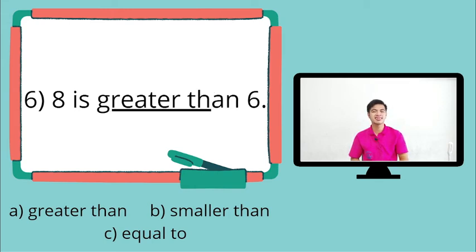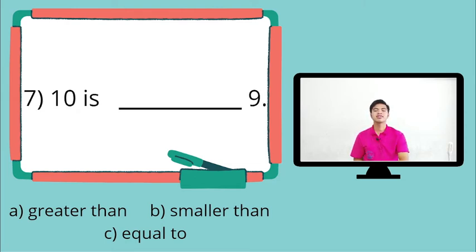Correct! The correct answer is greater than. 8 is greater than 6. Okay, kids. Number 7, 10 is blank 9. What do you think is the correct answer? Is it A, greater than, B, smaller than, or C, equal to?